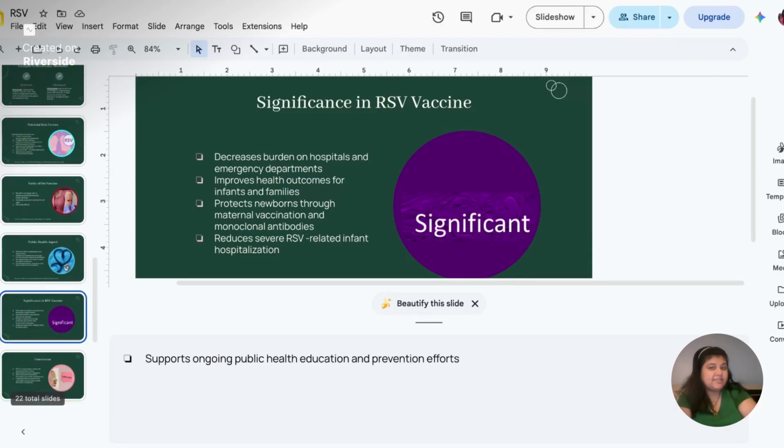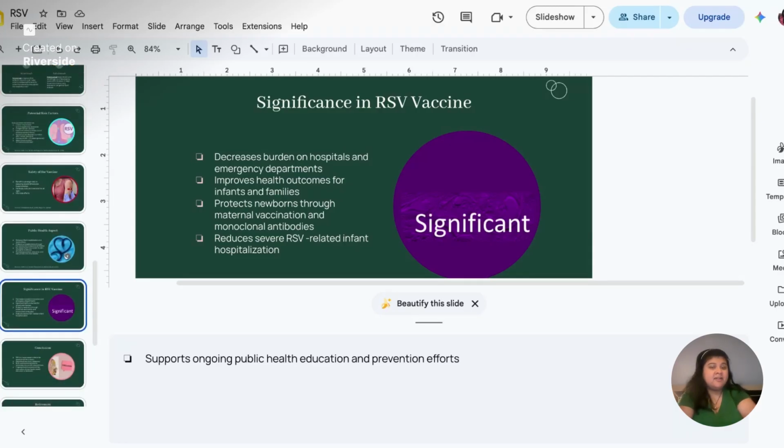Why this is significant: it decreases the burden on hospitals, supports ongoing health education and prevention efforts, improves health outcomes for infants and families, protects newborns through maternal vaccines and monoclonal antibodies, and reduces severe RSV-related infant hospitalization.